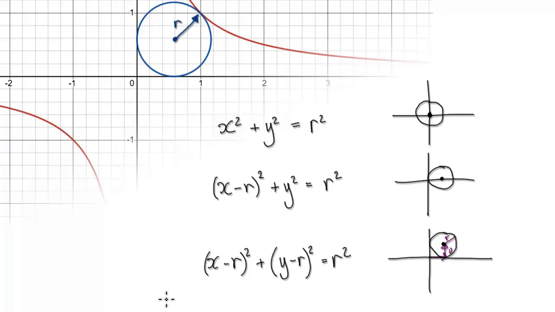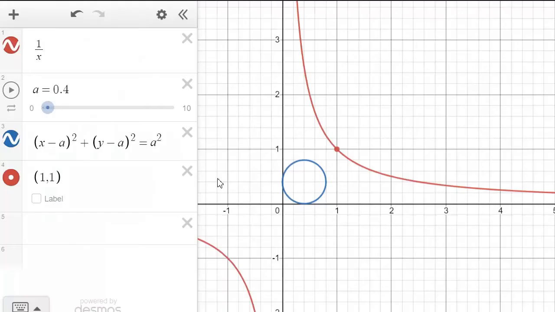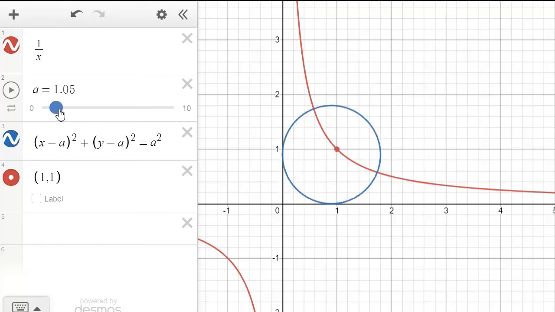So for example, let me illustrate in Desmos. So punch in 1 over x. r is reserved within Desmos, so Desmos uses r for something else. So I'm going to use a. So let a, punch that in, and it will give you a circle of radius a. And then as you vary it, you're actually moving the circle across by a, and then moving it up by a, and the radius is also a. So as you slide a back and forth, it will give you this circle.